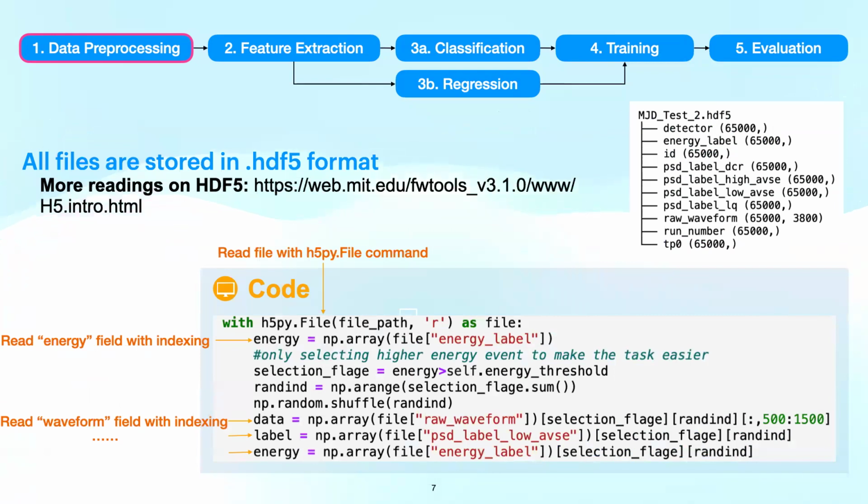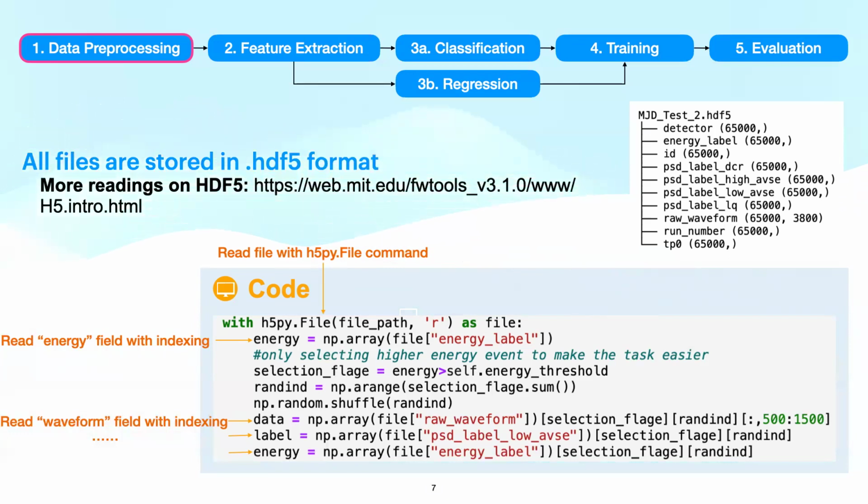So all of our data will be stored in this HDF5 format. Here I pull out one of the files called mgdtest2.hdf5, and you can see what kind of information is stored there. We have the raw waveform, which contains 65,000 data points, as I said, and each waveform's length is 3,800. So it's a 3,800 array, and each array contains a value. The value is basically the ADC readout of our detector.